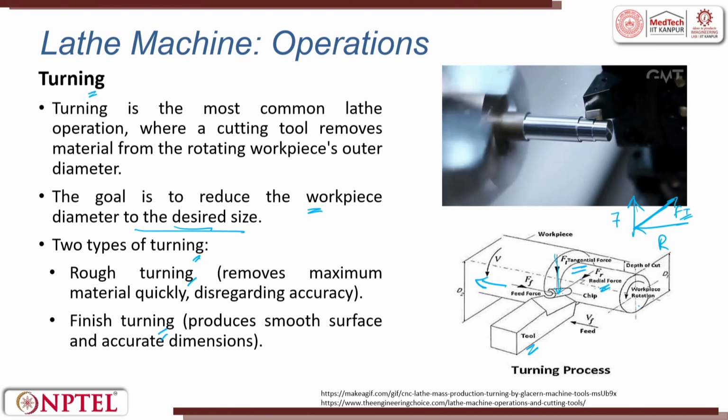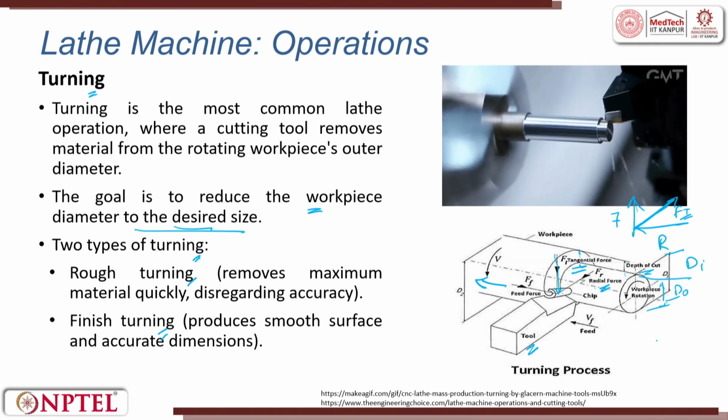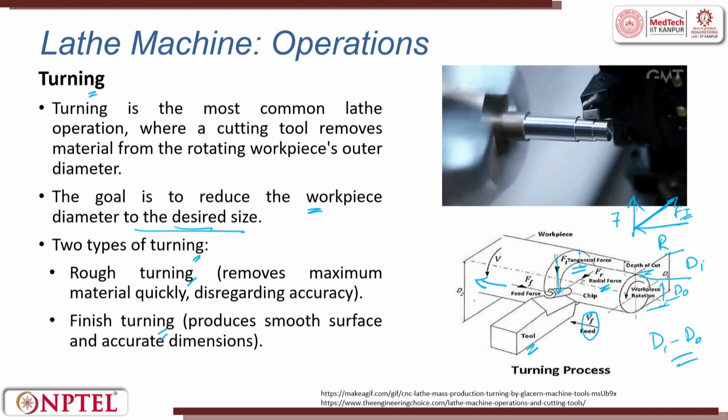The workpiece rotates. This is the depth of cut. The change in diameter is called the depth of cut. The initial diameter was di. The final dimension, let us assume, is do. So di minus do will be the depth of cut. Okay, so I have explained all the forces. I have left one, which is the feed rate, or the velocity of feed, Vf, which comes along the direction the feed force is given.